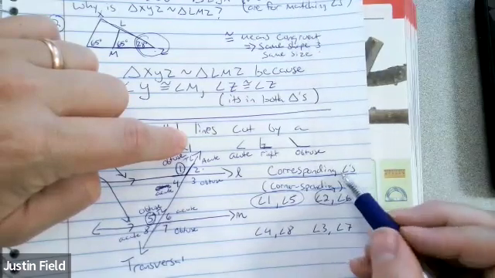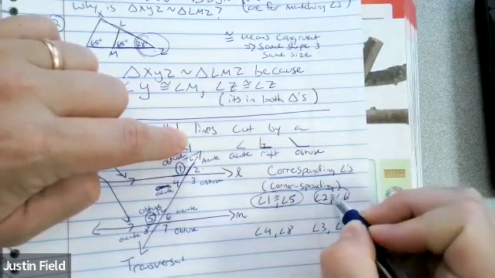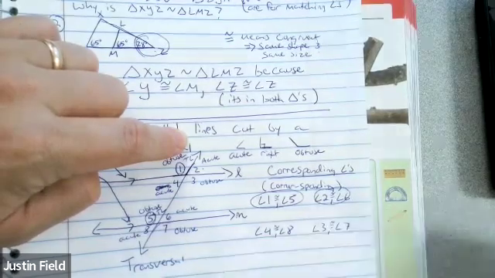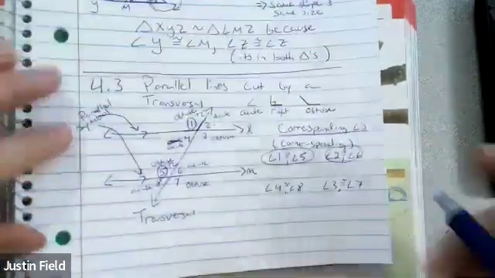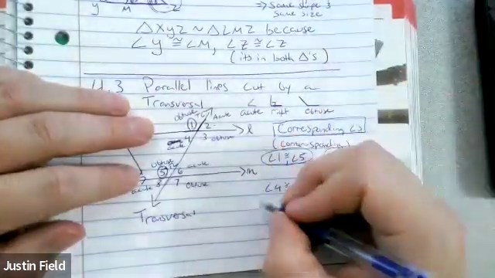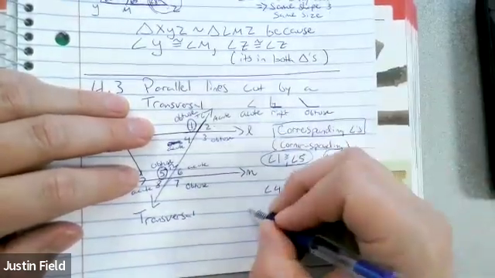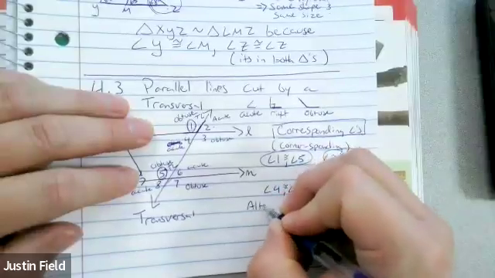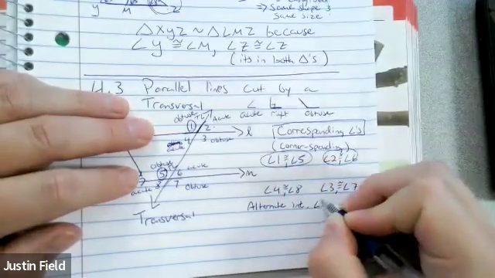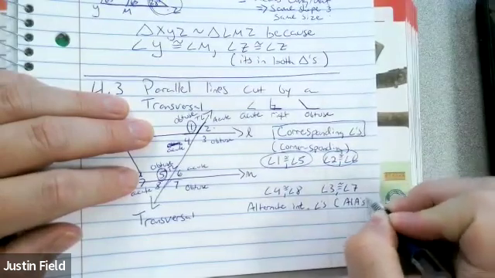And guess what? If the lines are parallel, we know that these guys are congruent. They're congruent. Okay, they're the same. So that's our first pair, the corresponding angles. The second pair you need to know are the alternate interior angles. And I like to call those the AIAs.